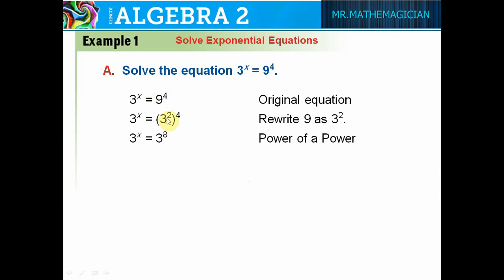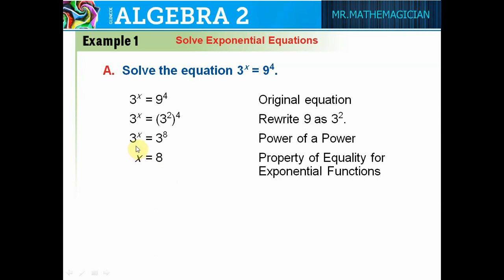Now 3 to the power of 2, all to the power of 4, we multiply powers, so it will be 3 to the power of 8. Bases are the same, so powers are the same, so x equals 8. The answer, x equals 8. You can go back and check, take this 8, replace it with x, use your calculator to evaluate 3 to the power of 8, and check whether it is equal to 9 to the power of 4.